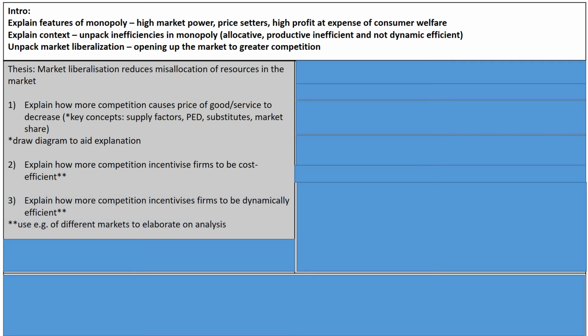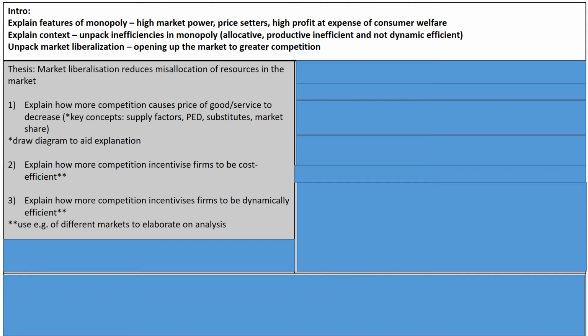Or thirdly, you can explain how more competition incentivizes the firm to be dynamically efficient, and you can explain how they can adopt non-price strategies. They can improve on their products, innovate in order to compete better, not just by price, but by the quality of their products or the types of products and the different variations of the products that they can produce. And that all helps in the consumer welfare. And we can link that to dynamic efficiency.